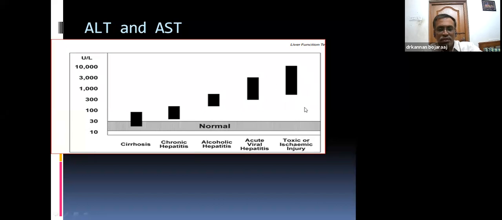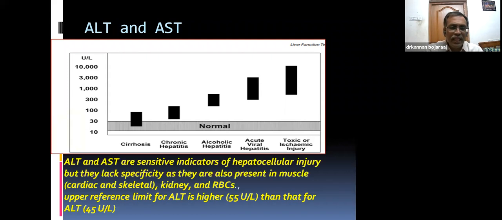See, in toxic or ischemic injury, the enzymes are released from the hepatocytes and are enormously increased. Next is acute viral, then in descending order of frequency alcoholic, then chronic hepatitis, and next is cirrhosis. In cirrhosis, the enzymes are not much elevated. So ALT and AST are sensitive indicators of hepatocellular integrity, but they lack specificity. They are also present in the muscles, cardiac and skeletal, kidney, and RBC. Also, you cannot come to the conclusion that it is only due to a liver problem.